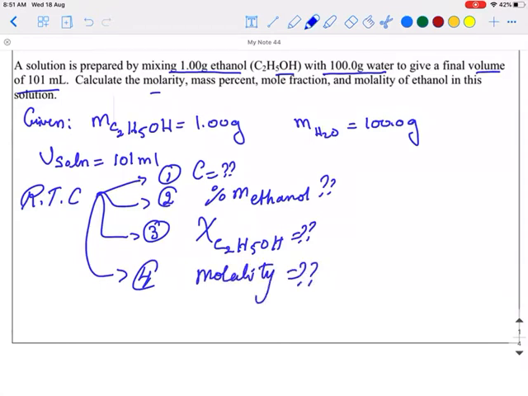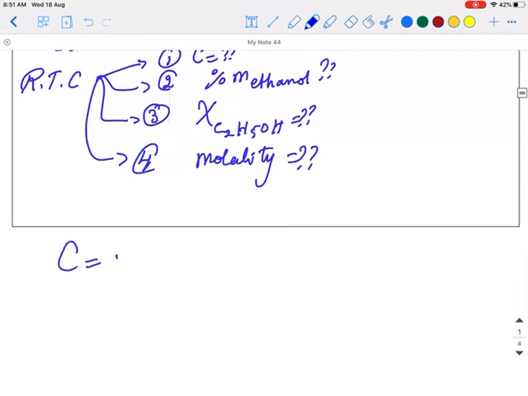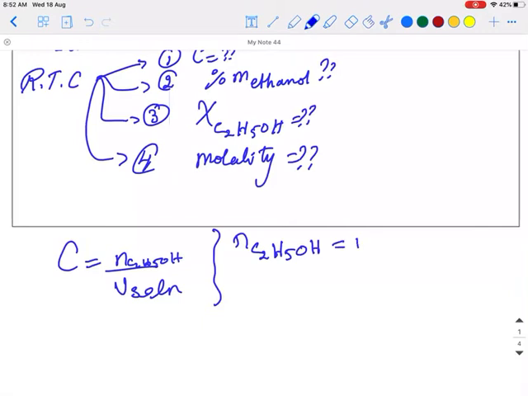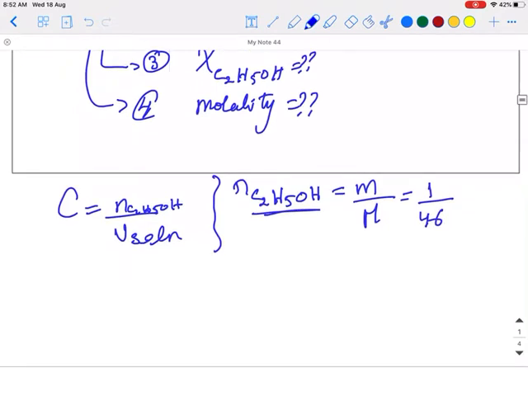Okay, to find the concentration, we know that the concentration is the number of mole of solute, which is C2H5OH, over the volume of solution. We have the mass of solute. Let us calculate the number of mole. Number of mole of C2H5OH is the mass over the molar mass. Mass given to us is 1. Molar mass of C2H5OH, you can calculate, you know how. 1 over 46, which is 0.0217 moles up to 3 significant figures.